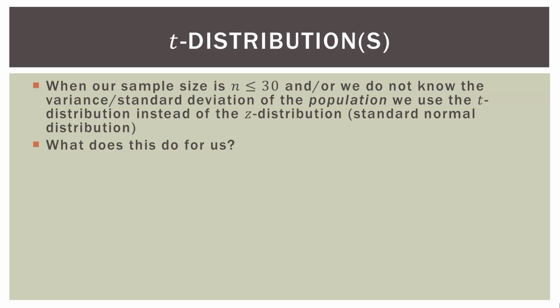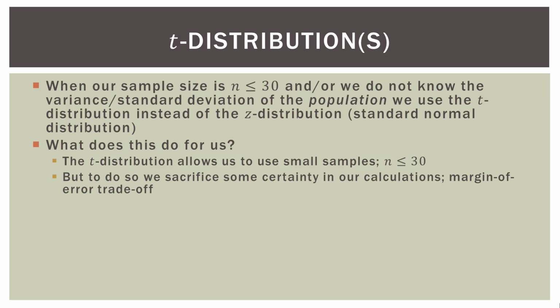So what does the t-distribution actually do for us? Well, it allows us to use small samples, which when we're doing research and analysis is very beneficial because it allows us to work more efficiently. We can work more quickly, but still do quality work. Now, the slight trade-off is that we sacrifice some certainty in our calculations.